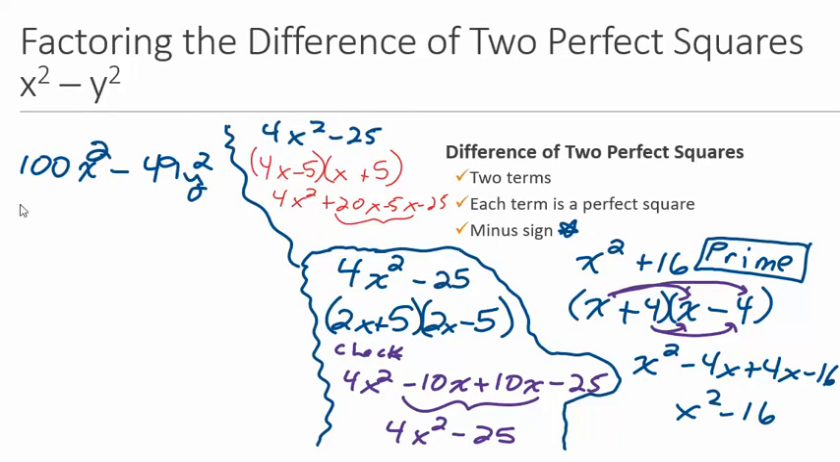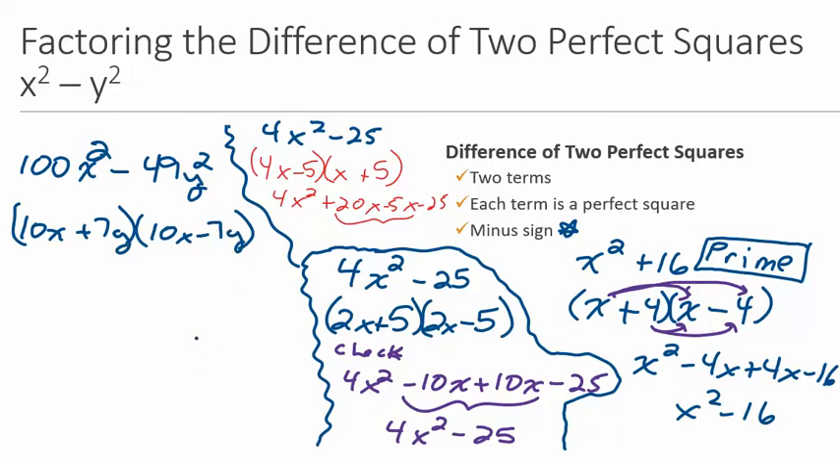Okay, so we do have the difference of two perfect squares because we have two terms with a minus between them. And 100x squared is 10x and 10x. 10x times 10x is 100x squared. We need 1 plus and 1 minus. It doesn't matter the order. You could switch that order. 49y is 7y times 7y. And that would be the answer.